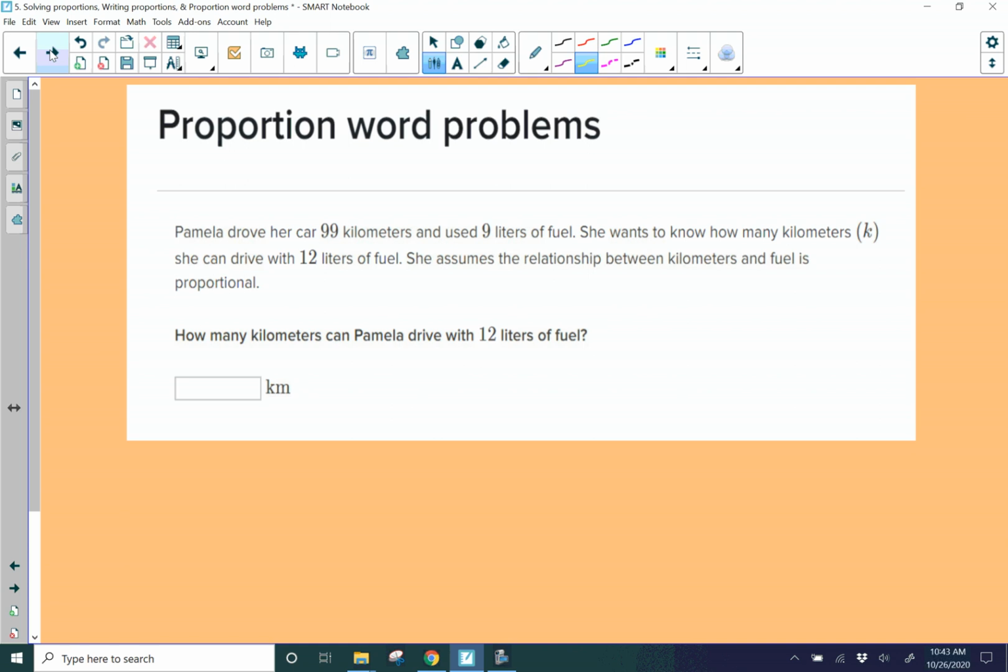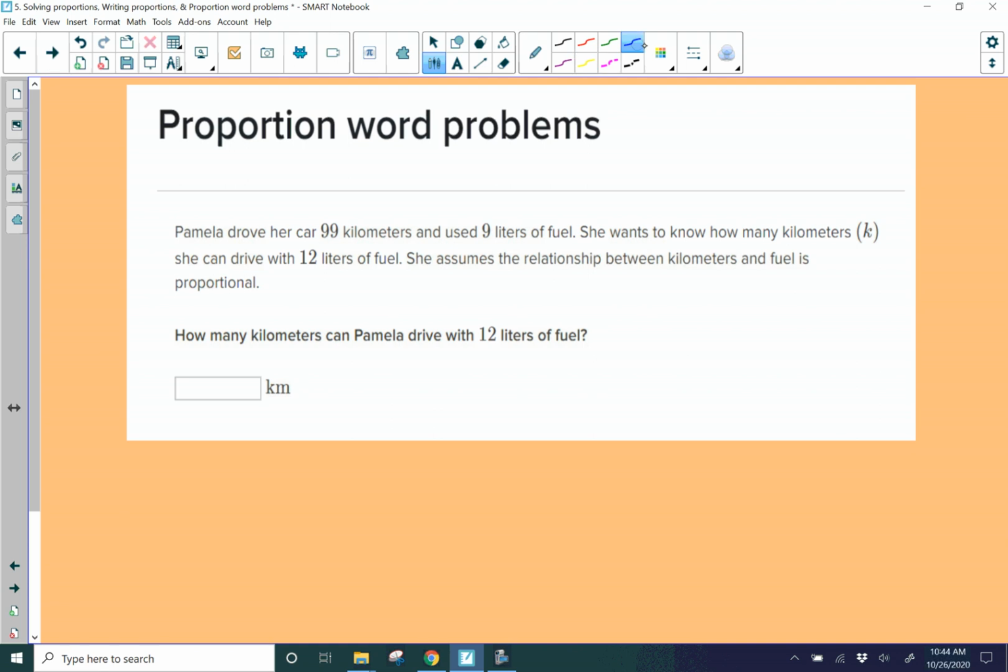Okay, Pamela drove her car 99 kilometers and used 9 liters of fuel. She wants to know how many kilometers K she can drive with 12 liters of fuel. She assumes the relationship between kilometers and fuel is proportional. How many kilometers can Pamela drive with 12 liters of fuel?